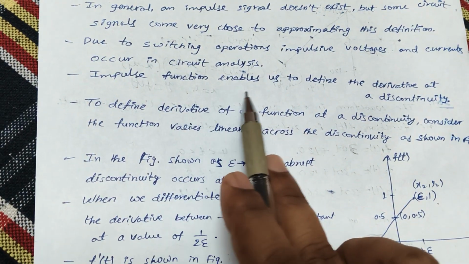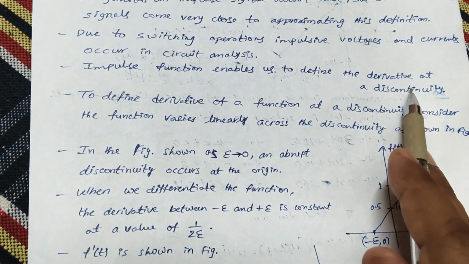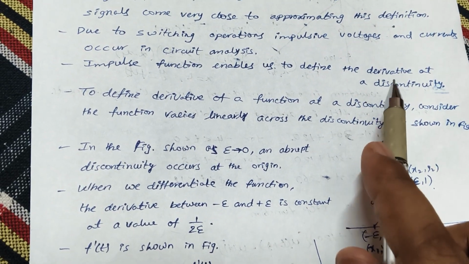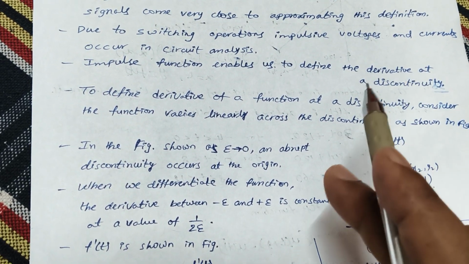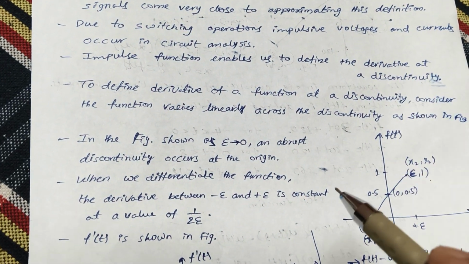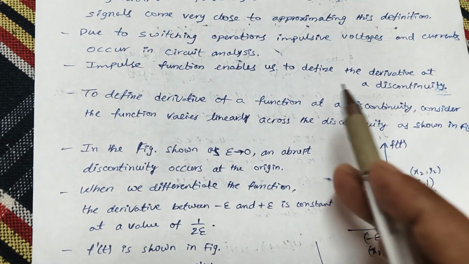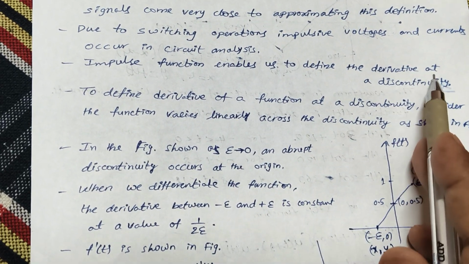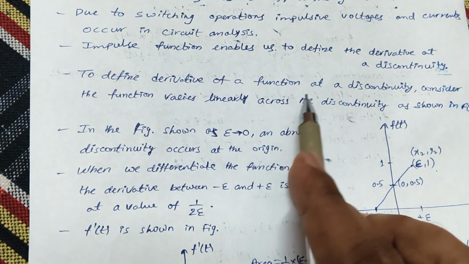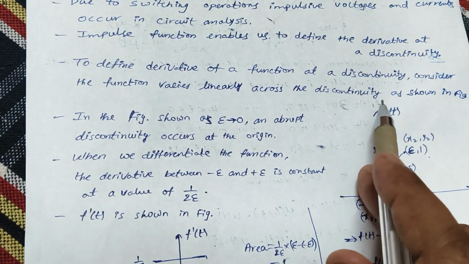The impulse function enables us to define the derivative at a discontinuity. At a discontinuity means whenever you are turning on and turning off, the voltage and current may go from 0 to a higher voltage or higher current, or back to 0 current. Those are called the discontinuities, right? So we can find the derivative at the discontinuity. To define the derivative of a function at a discontinuity, consider the function varies linearly across the discontinuity as shown in the figure.